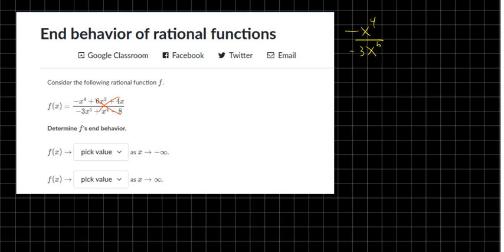And what we can see is that the bottom has a higher degree. So when we get out towards infinity or negative infinity, the bottom is going to become very high, and the top is not going to be as high. So we're going to get a smaller and smaller number, and it's going to approach 0. So our first case is when the denominator's degree is higher, and in that case f approaches 0.